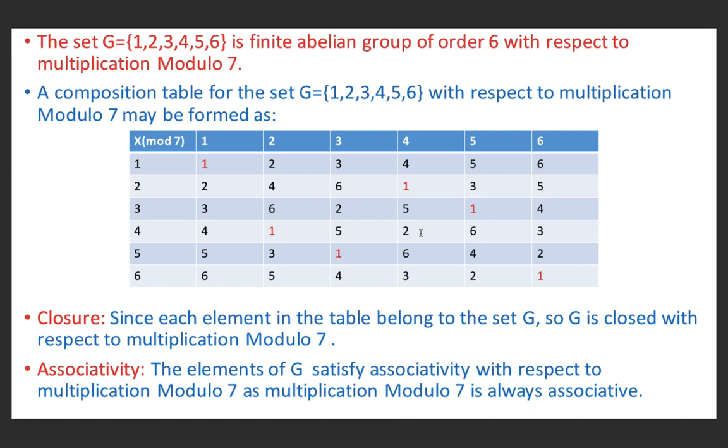Now we will do one more example and demonstrate that the set G equal to {1, 2, 3, 4, 5, 6} is a finite abelian group of order 6 with respect to multiplication modulo 7. Now the operation is multiplication modulo 7. Here also the number of elements in the group is finite. So we will use a composition table to demonstrate that it is a group and it is an abelian group.